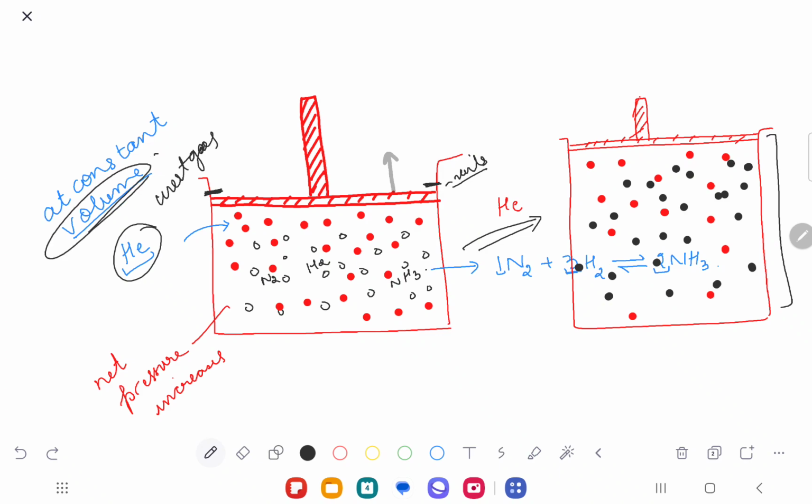So I am not changing the volume. The volume was initially VI and the final volume was also VI. When the initial and final volume are both VI, I hope you're understanding that when I write down the K equilibrium, it shall be NH3 whole square over H2 concentration raised to power 3 into N2 raised to power 1, isn't it?